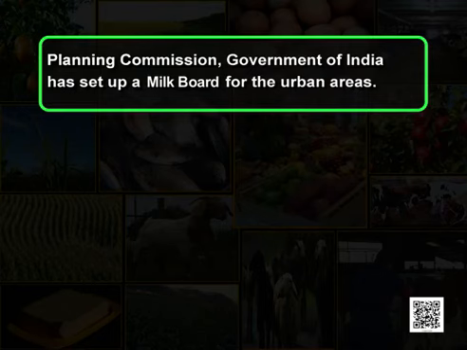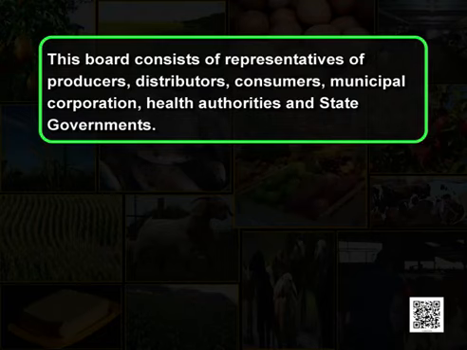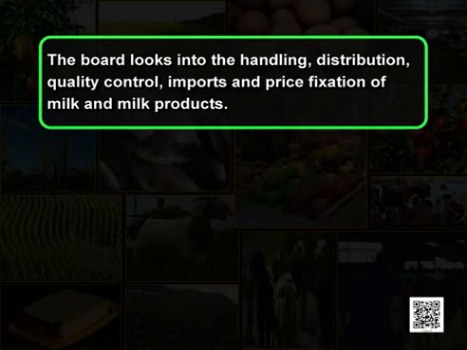Planning Commission, Government of India has set up a milk board for the urban areas. Do you know, students, that this board consists of representatives of producers, distributors, consumers, municipal corporation, health authorities and state governments. The board looks into the handling, distribution, quality control, imports and price fixation of milk and milk products.